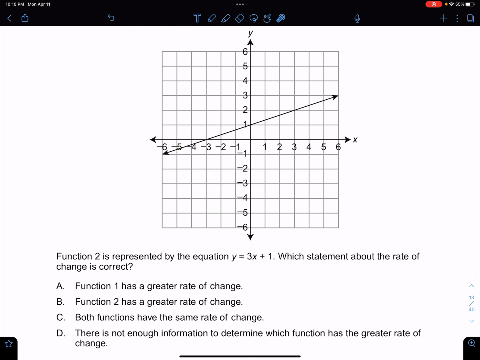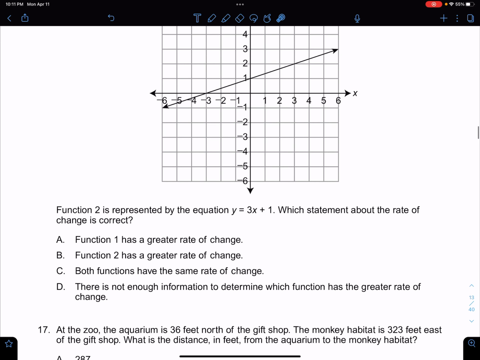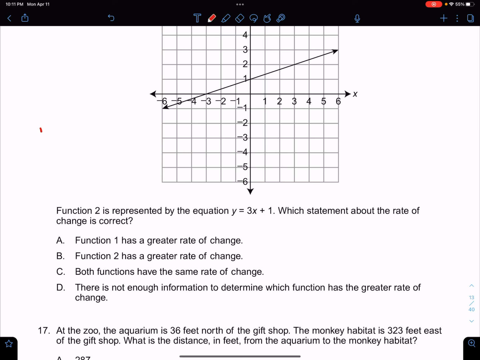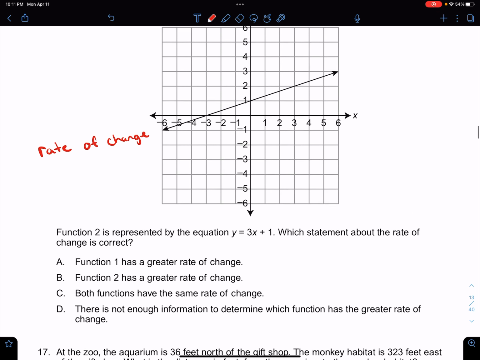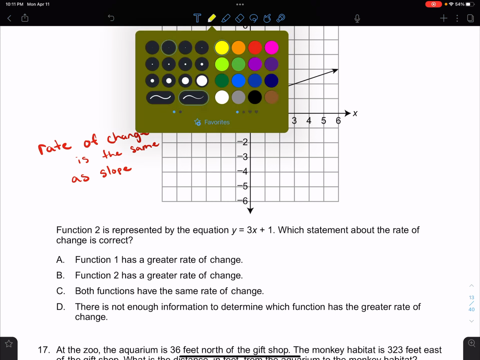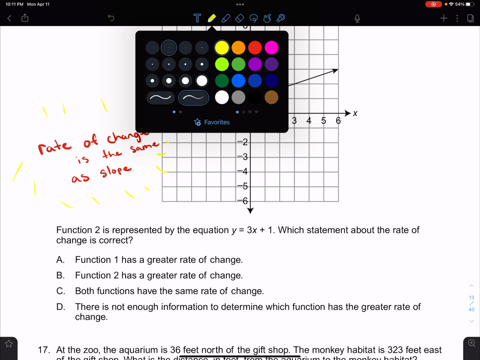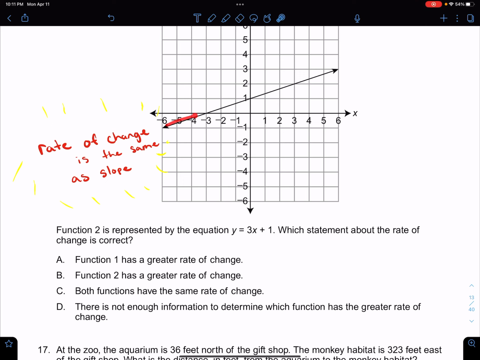They graphed one and they gave us the equation of the other. So it says, which statement about the rate of change is correct. If you're taking notes, write this down: rate of change is the same as slope. Slope means however steep it is.